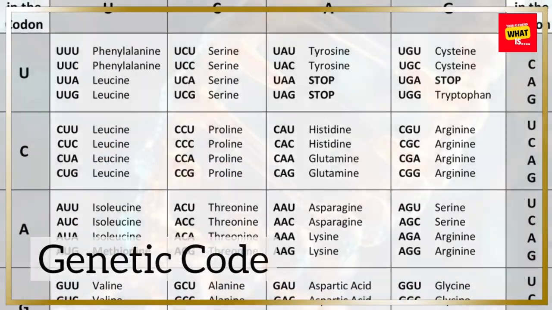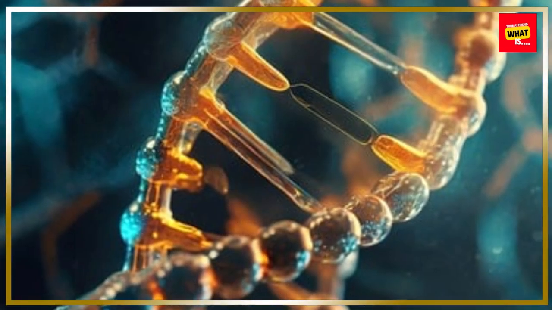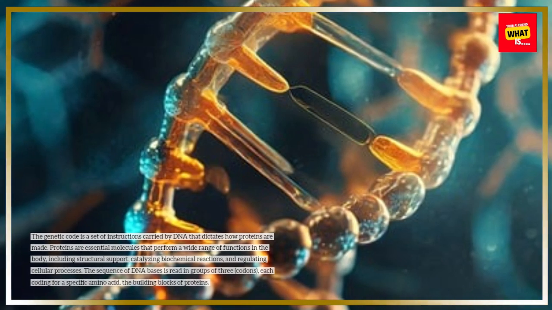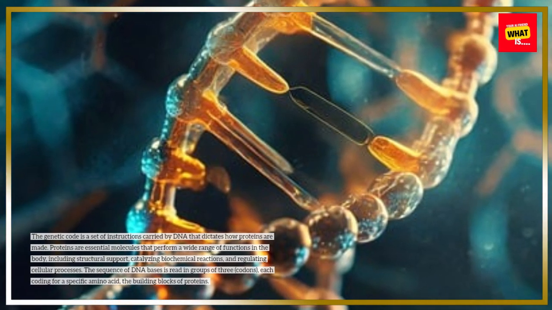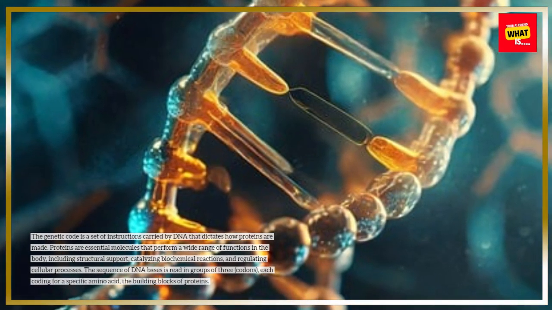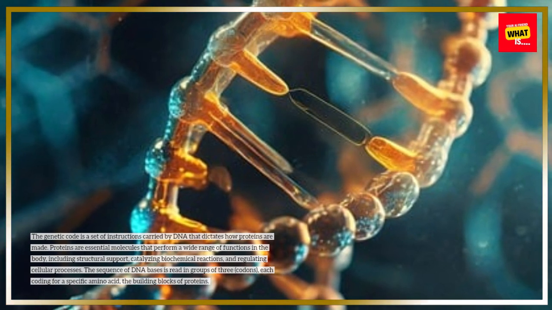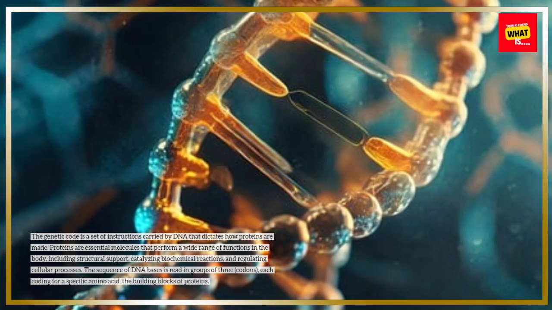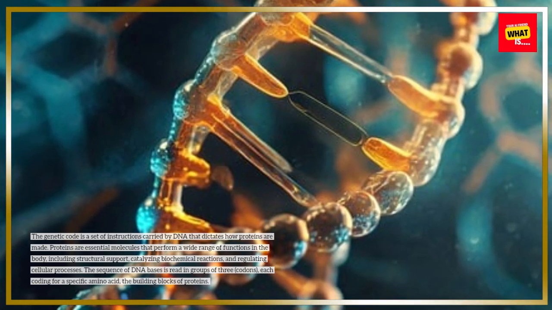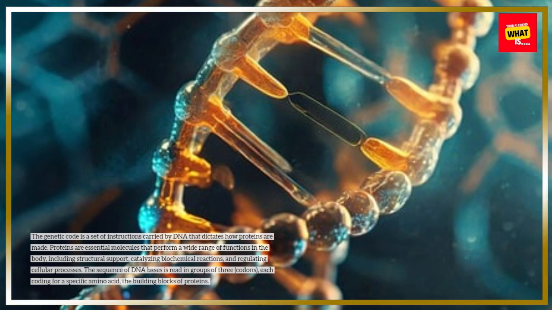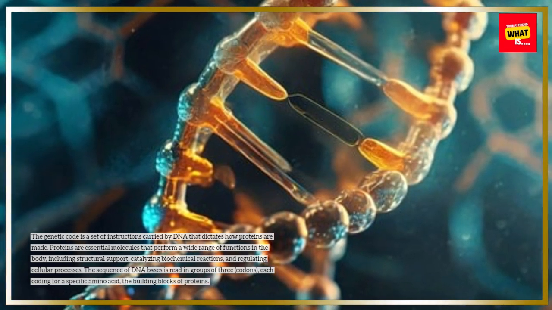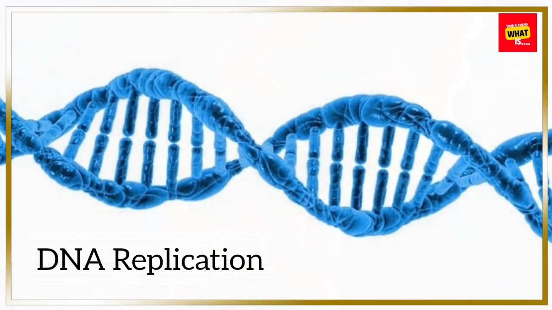Genetic code. The genetic code is a set of instructions carried by DNA that dictates how proteins are made. Proteins are essential molecules that perform a wide range of functions in the body, including structural support, catalyzing biochemical reactions, and regulating cellular processes. The sequence of DNA bases is read in groups of 3 called codons, each coding for a specific amino acid, the building blocks of proteins.